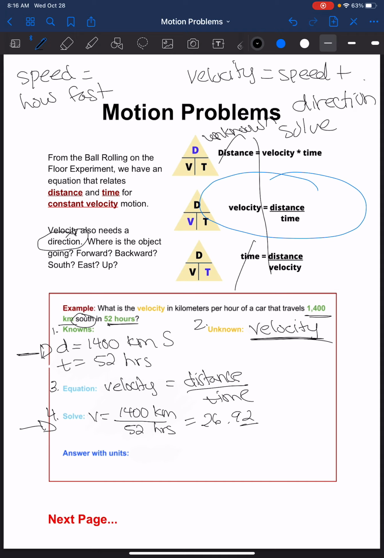So then my final step is to just write the answer with numbers, or with units. And I know what my units are based off right here. And also, if you look in the question, these are our units that it's asking for. So my answer is 26.92 kilometers per hour. And that is how you use the triangle, and that's how you can solve for velocity, distance, or time.